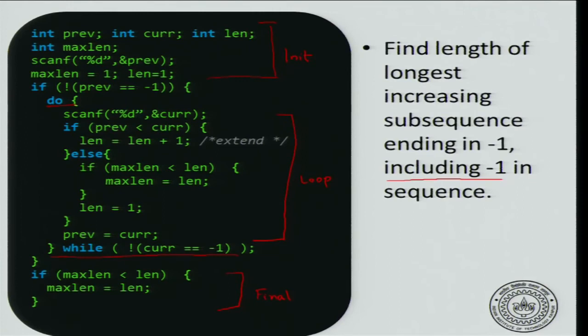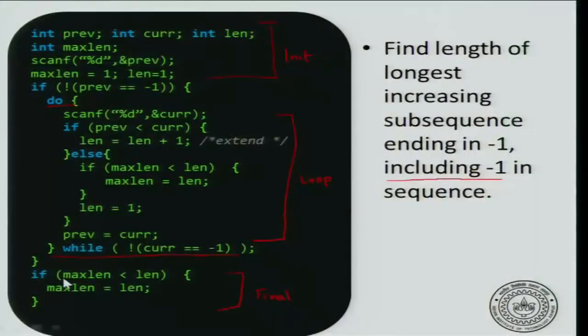Okay. So the logic here is that the testing for whether the currently read number is -1 is done at the end of the loop. So if the first number is -1, you just do all this and then say that the length of the increasing subsequence is 1. Okay, and then you test if the currently read number is -1 or not. If the currently read number is -1, then you are already done and you exit out of the loop. Then you check whether max length is less than length as before.